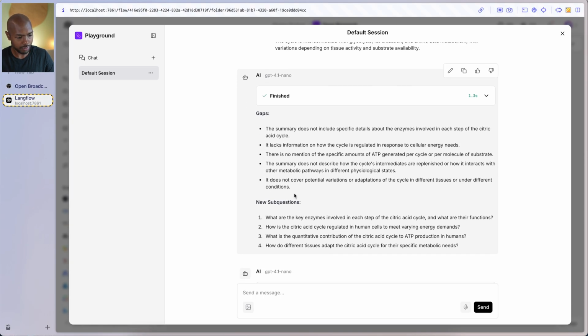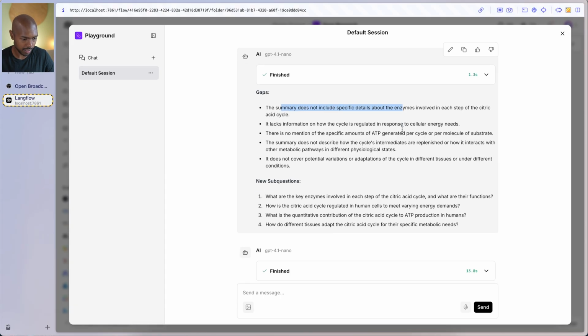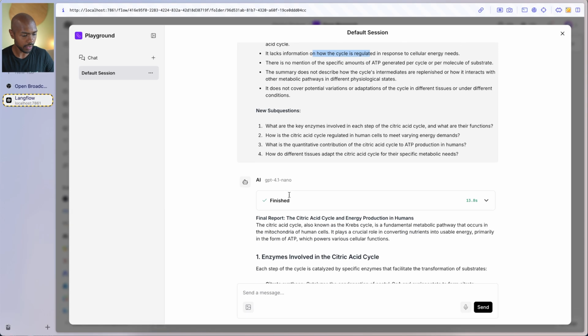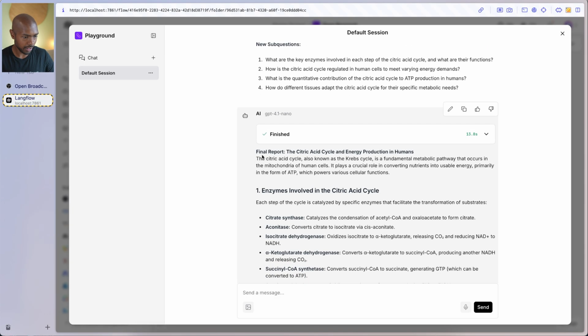Finally, the fourth agent identifies some gaps. The summary does not include specific details about enzymes involved in each step of the citric acid cycle. It lacks information on how the cycle is regulated. So this agent is kind of like devil's advocate. It's like, hey, this report isn't comprehensive enough. You're missing stuff here and there. And so that's going to pass it then to the final agent that's going to fill in those gaps, either from its own knowledge, or it may even search the internet if given the tool. Let's take a look. Finally, we have the final report that answers these new sub-questions that fill in the gaps.